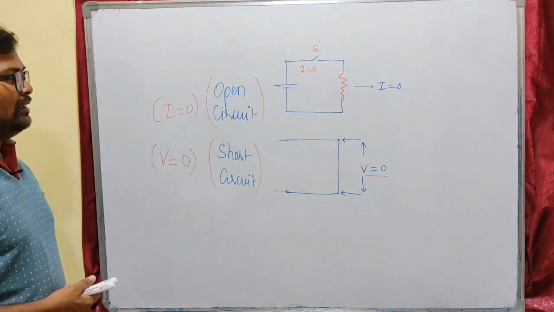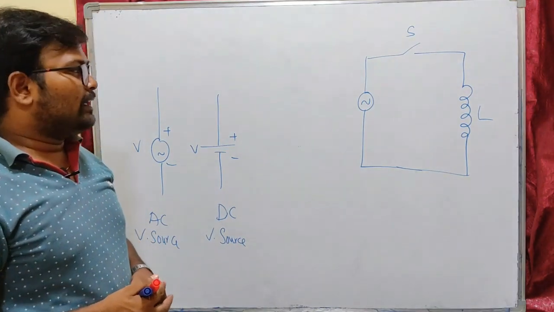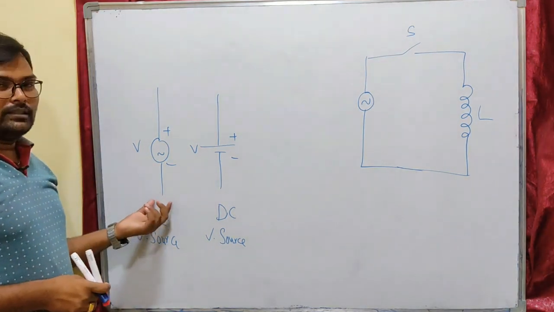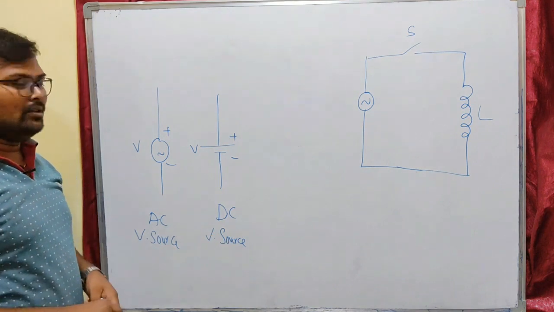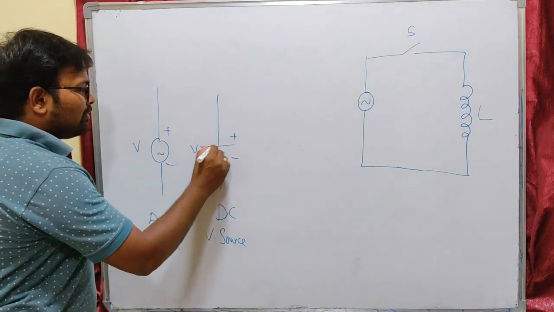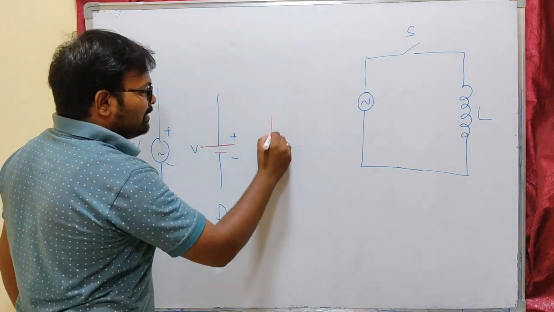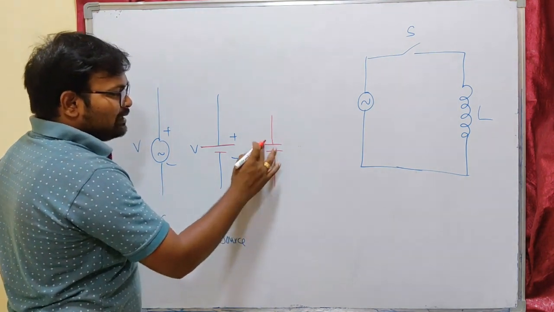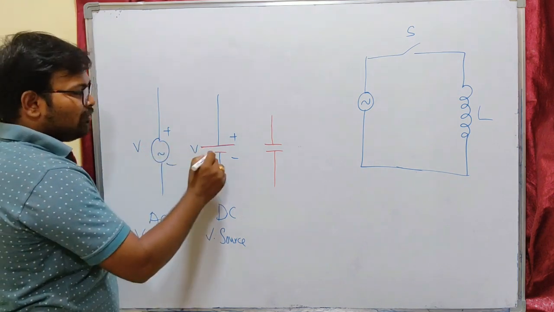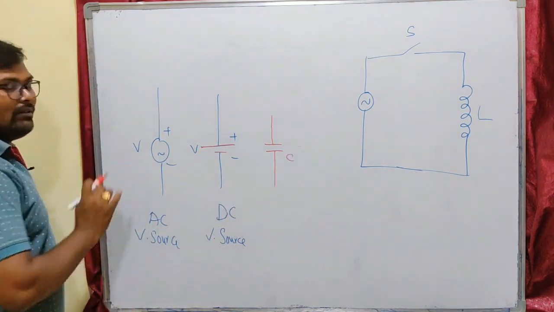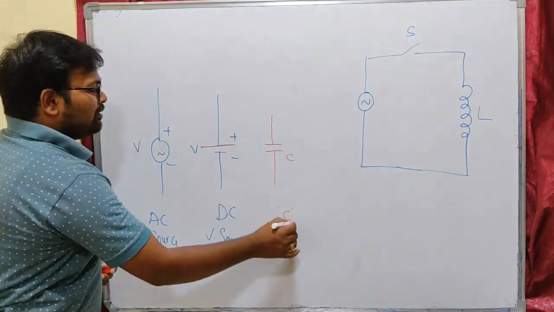Now let us see the observations in the inductor. Before that, let us look at these symbols. This is the symbol for an AC voltage source and this is the symbol for a DC voltage source. Here the bigger plate is the positive plate and the smaller one is the negative plate. A capacitor has plates of equal length, whereas here one is bigger and one is smaller. This is an AC voltage source, this is a DC voltage source, and this is a capacitor. These three are to be remembered.